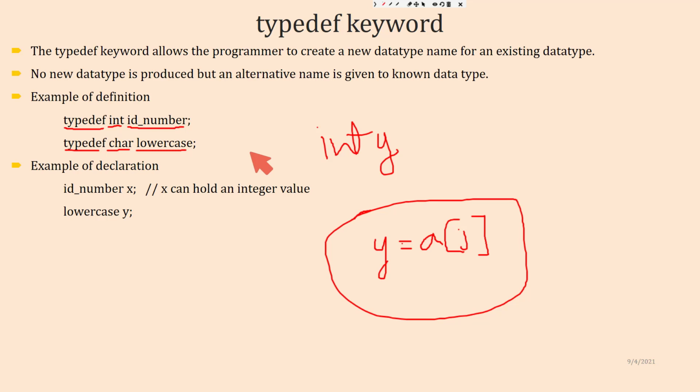So here we have a keyword called typedef. What is the purpose of that keyword? That keyword can give a new name to the existing data type. So for that we use the keyword typedef followed by the already existing data type followed by the new name or alternative name of the data type.